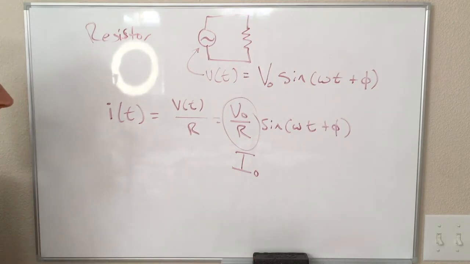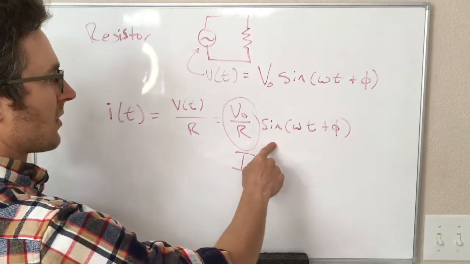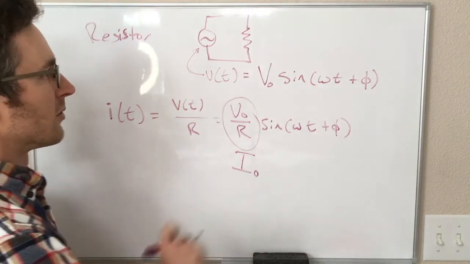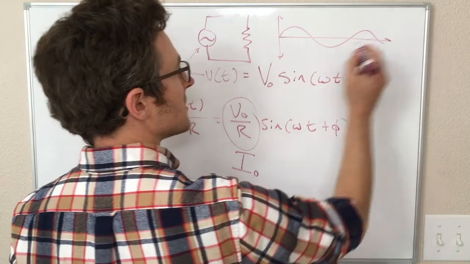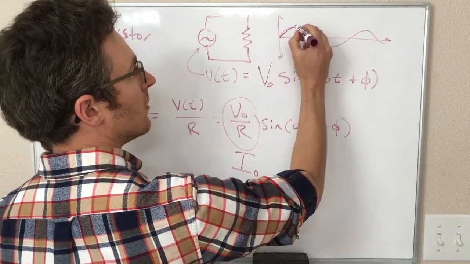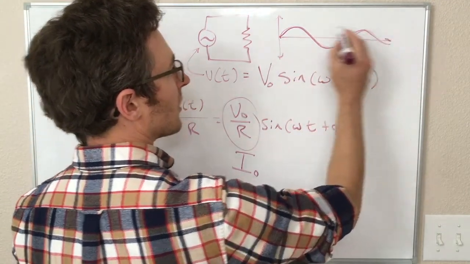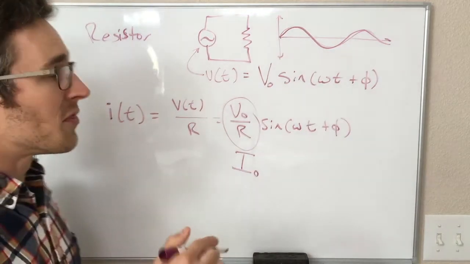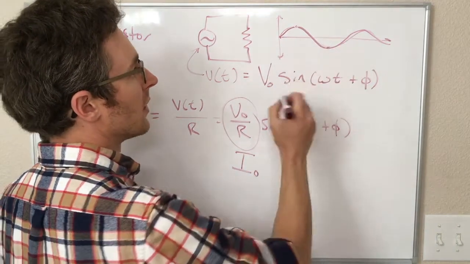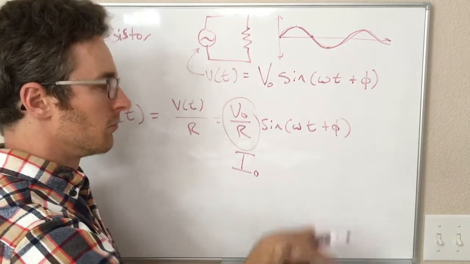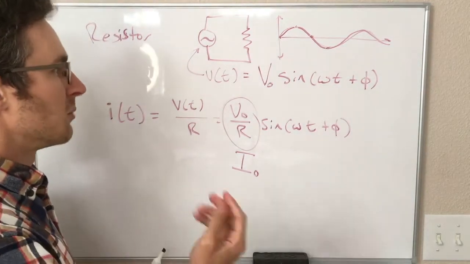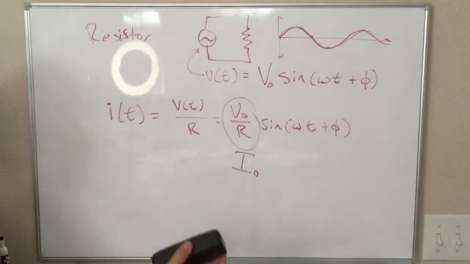This is for a resistor. The voltage oscillates like this, the current oscillates like this, and if we were to draw a graph of the voltage and current on the same axes, we would see, I'm drawing both voltage and current here. Their peaks are going to be in the same place, their zeros are going to be in the same place, and their opposite direction extremum is going to be in the same place also. All right.